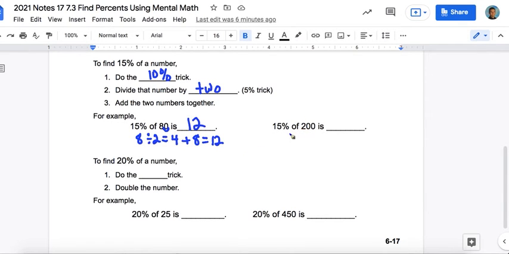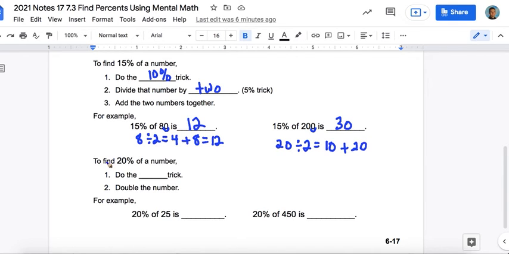Okay, let's try another example. 15% of 200. So we're going to start at the end and take 10%. So that would just be 20. And now we're going to take 20 divided by 2. And 20 divided by 2 is 10. So that's 5%. And now we're going to take the 10% that we got, which was 20. And 10 plus 20 is 30. So the answer is 30.